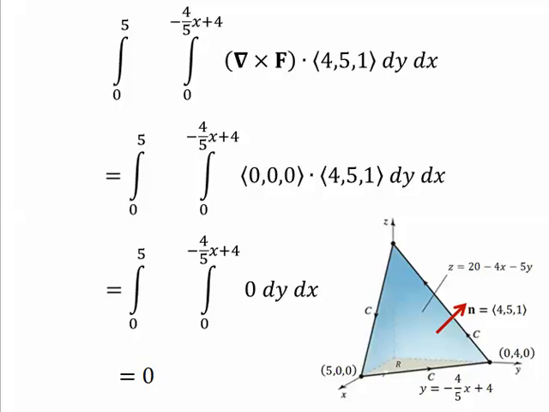The reason why I didn't do that is I wanted you to see the process of finding the normal vector n, and to see the process of finding the region R, in case you come across a problem either in the homework or on a quiz or on a test where the curl is non-zero.